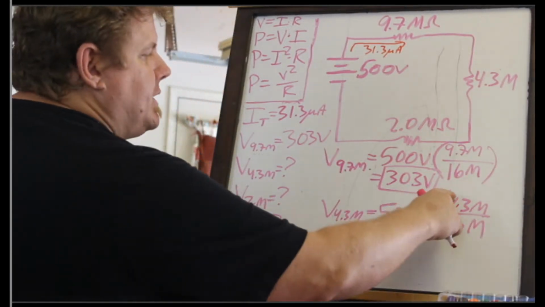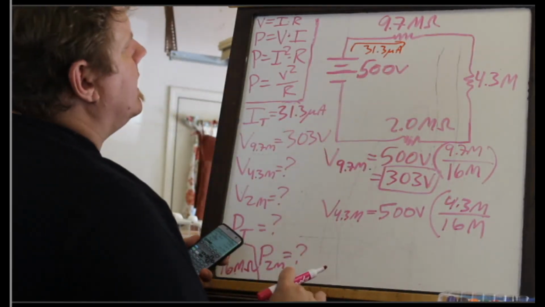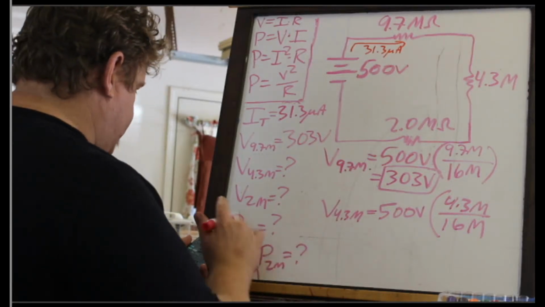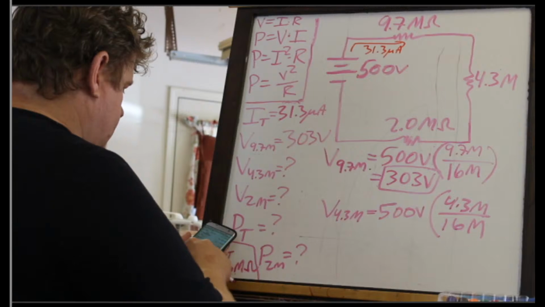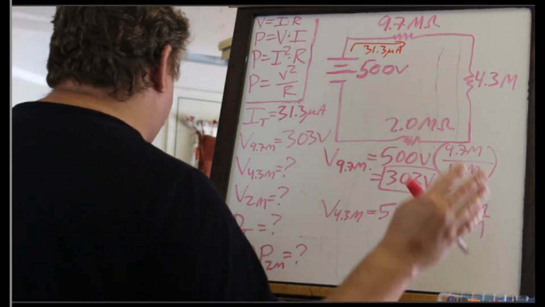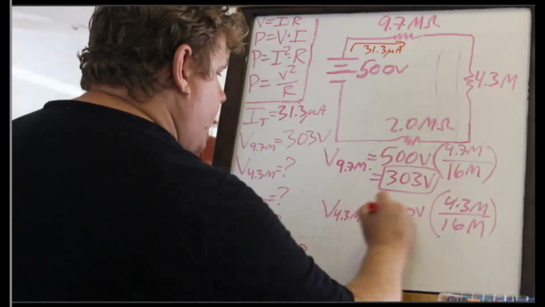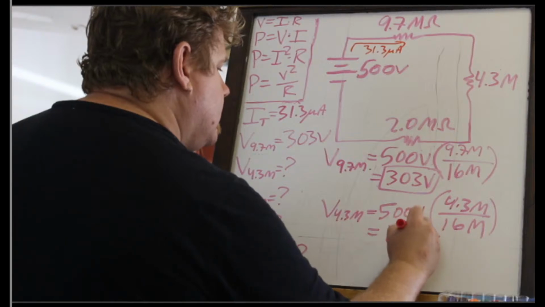And you can see the ratio right off the bat. This one's going to be smaller than this one, roughly half-ish. So change this to 4.3, and now I get 134.4, which I'm going to round to 3 significant figures, which is 134 volts.